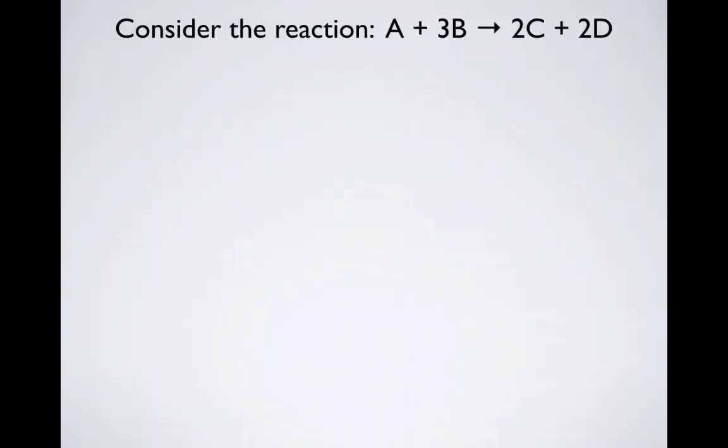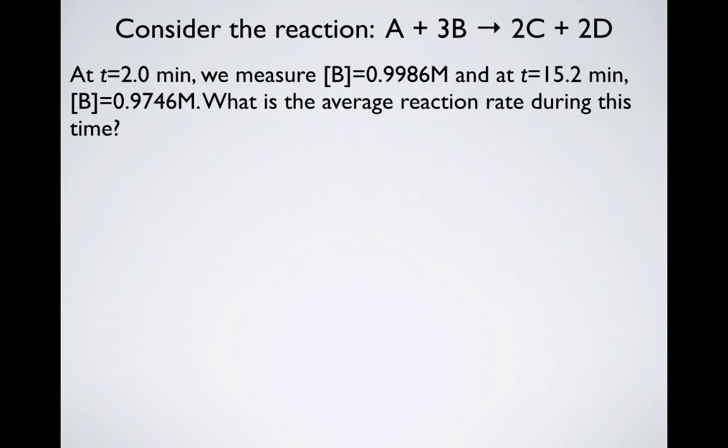So let's consider a reaction. A plus 3B goes to 2C plus 2D. We're going to carry out a reaction and take some measurements here. At time equals 2 minutes, we measured that the concentration of B was 0.9986 molar. And at time equal to 15.2 minutes, we measured the concentration of B at 0.9746 molar. We want to know what the average reaction rate was during this time.